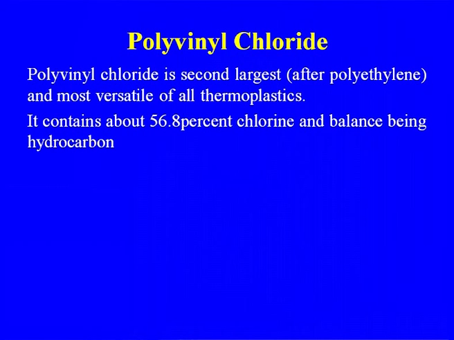Let us now discuss in detail polyvinyl chloride, then we will discuss thermoset resins. Polyvinyl chloride is second largest after polyethylene and the most versatile of all thermoplastics. It contains about 56.8% chlorine and the balance is hydrocarbon.